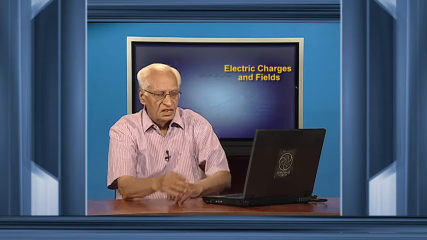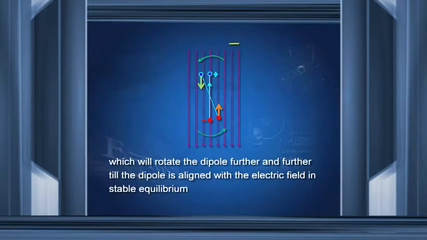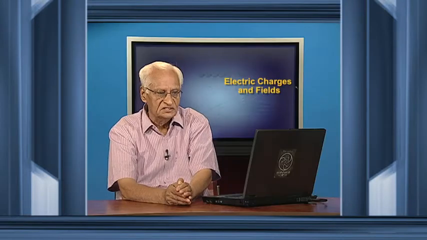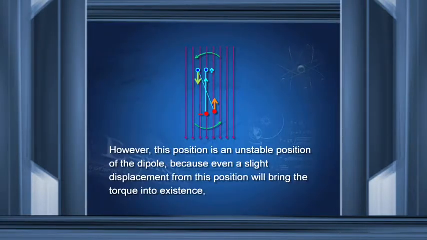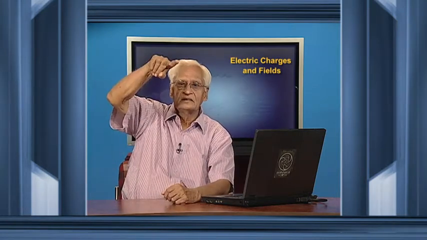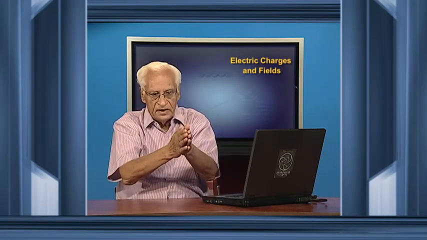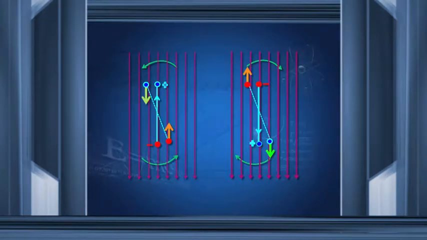On the other hand, if the dipole is placed at an angle of 180 degrees, that is, its axis or dipole moment is anti-parallel to the electric field, then what happens? This is a position of unstable equilibrium, because now the couple will act such that it will keep on rotating the dipole. Now, if I have a dipole and displace it slightly, it will keep on rotating till the dipole becomes parallel to the electric field from the anti-parallel position. Therefore, this position is unstable equilibrium.